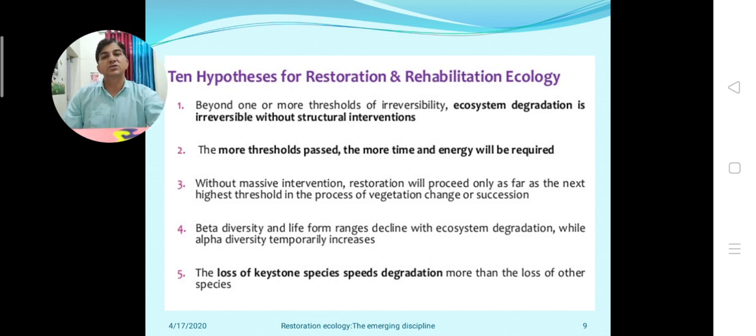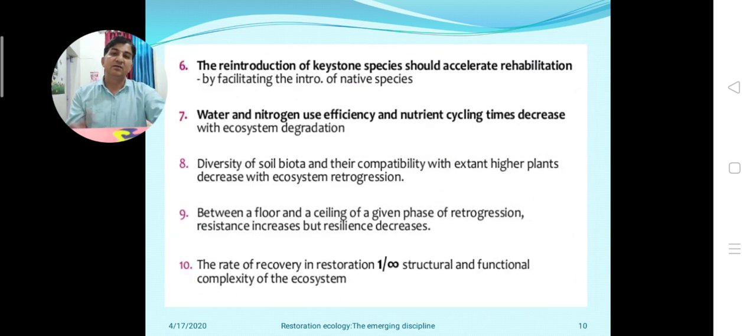The loss of keystone species speeds degradation more than the loss of other species. So this point needs to be noted, that the loss of keystone species becomes more important. So we need to take care of that. The reintroduction of keystone species should accelerate rehabilitation. So you must facilitate it. Ecosystem restoration gets facilitated by reintroduction of native species. So you must take care of that.